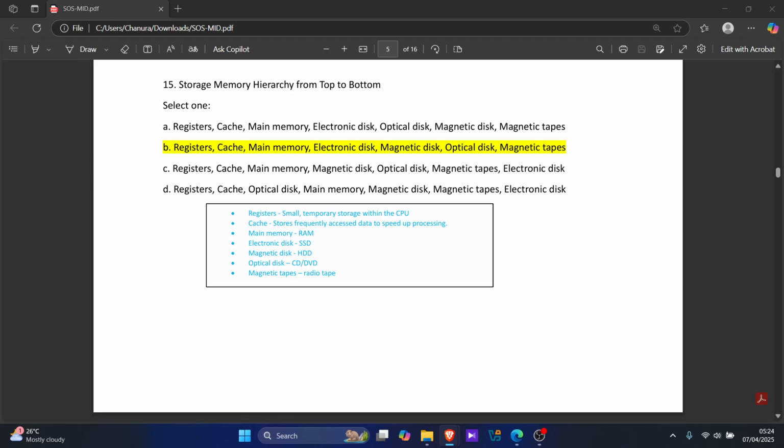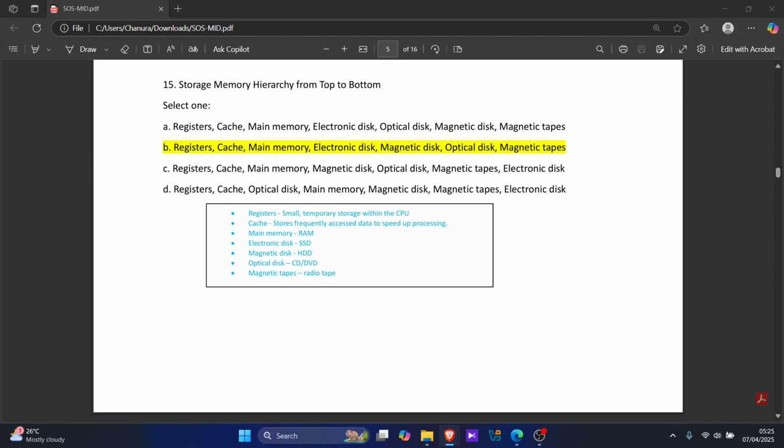Okay, let's tackle this question about the storage memory hierarchy. The question is asking us to arrange the different types of storage from top to bottom in terms of hierarchy. The options are A, B, C, D with different orderings. First, I need to recall what the typical memory hierarchy looks like.